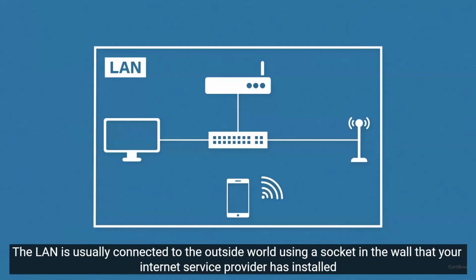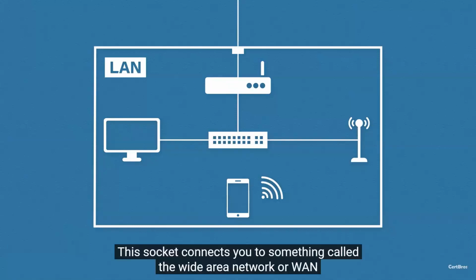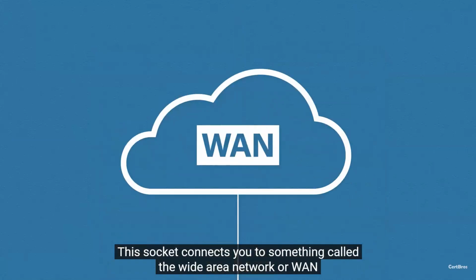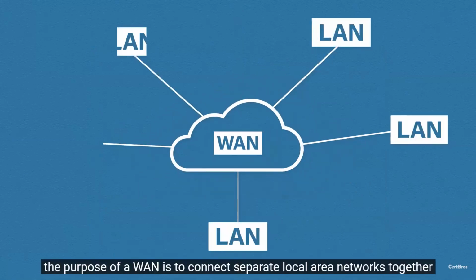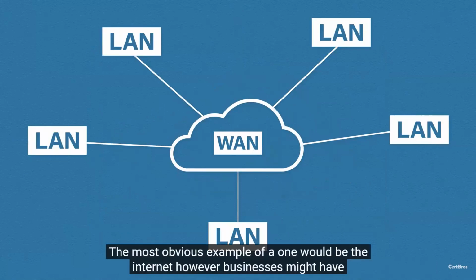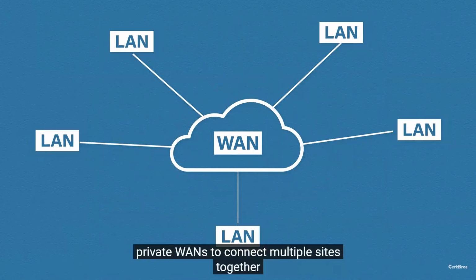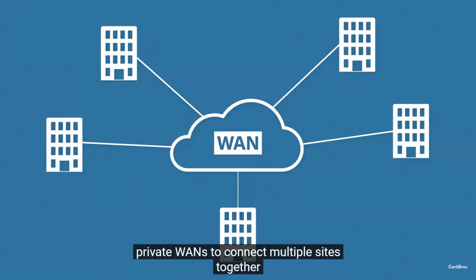The LAN is usually connected to the outside world using a socket in the wall that your internet service provider has installed. This socket connects you to something called the wide area network, or WAN. The purpose of a WAN is to connect separate local area networks together. The most obvious example of a WAN would be the internet. However, businesses might have private WANs to connect multiple sites together.